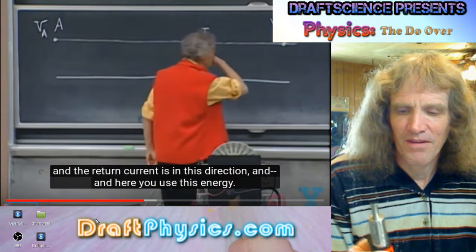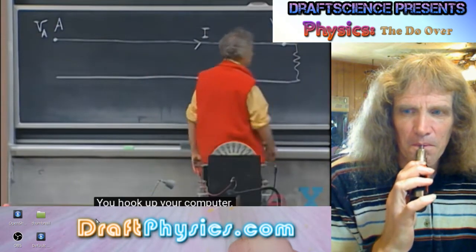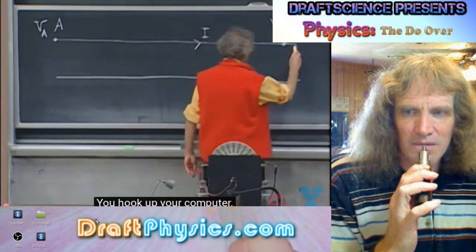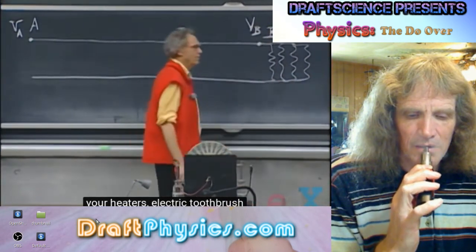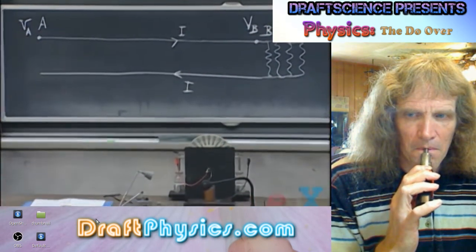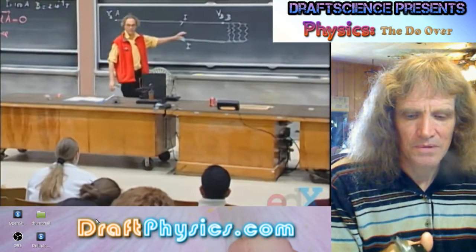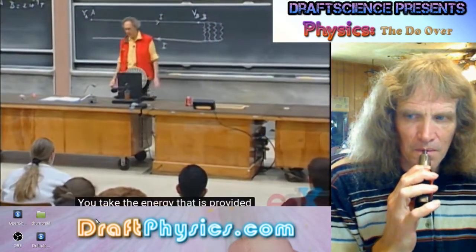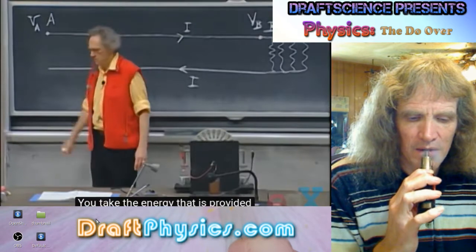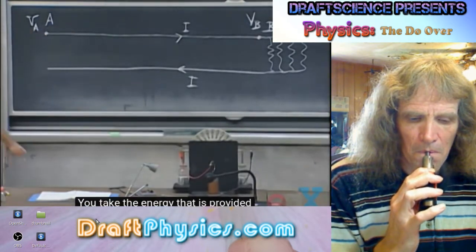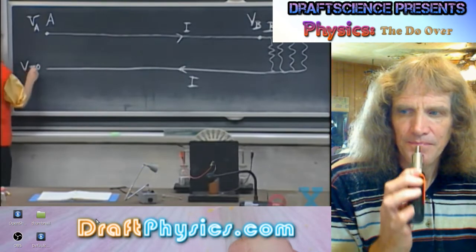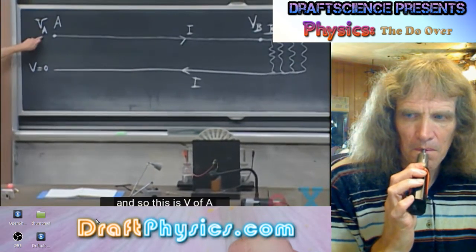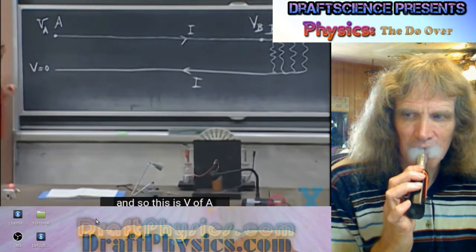And here you use this energy. You hook up your computer, your hairdryer, your heaters, electric toothbrush, and what have you. Your TV station, everything. And so you're the consumer here. You take the energy that is provided by this power station. I will call the potential of this line 0. And so this is V of A higher than this line here.